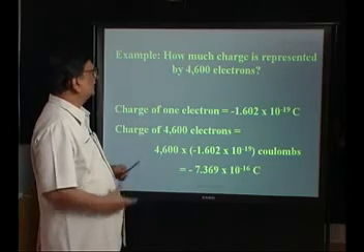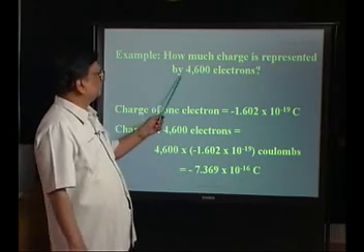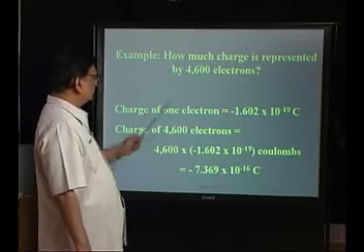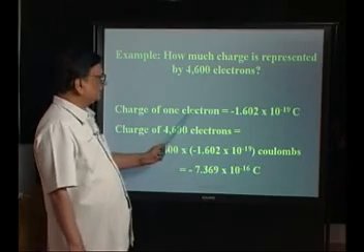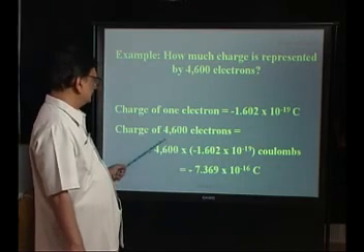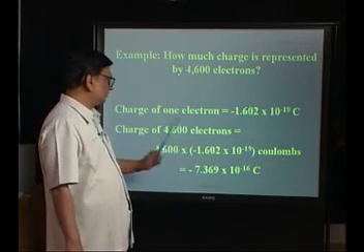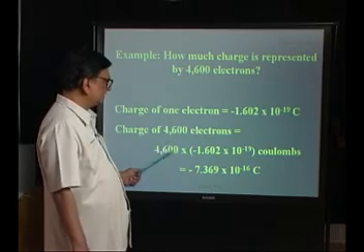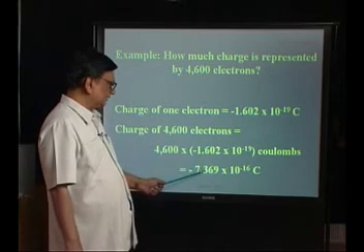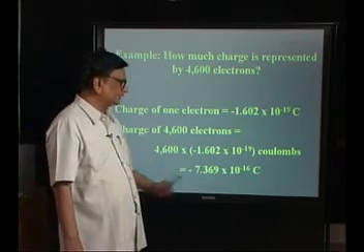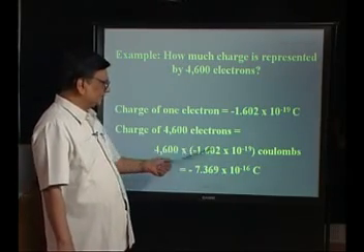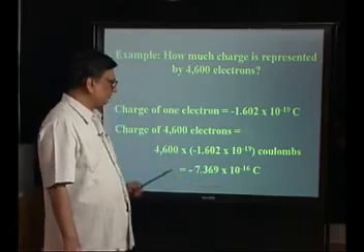Let us see with a small example. Suppose we have 4600 electrons, how much will be the total charge? The charge of one electron is -1.602 × 10^-19 coulombs, and 4600 electrons will contain a charge equal to 4600 times the charge of one electron, which is equal to -7.369 × 10^-16 coulombs. The unit coulomb is very large, that is why we got it as 10^-16.